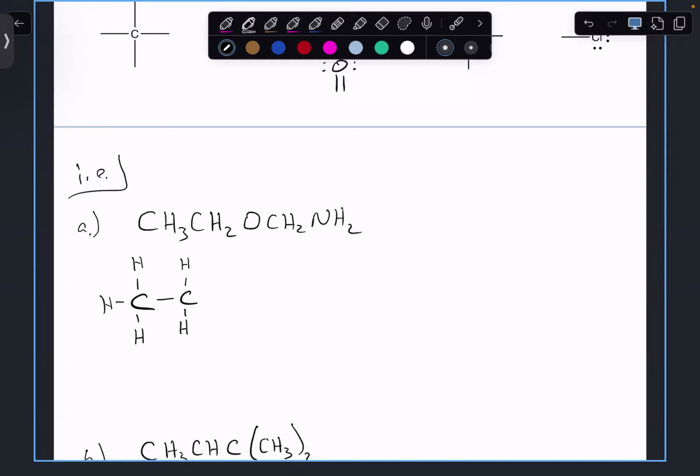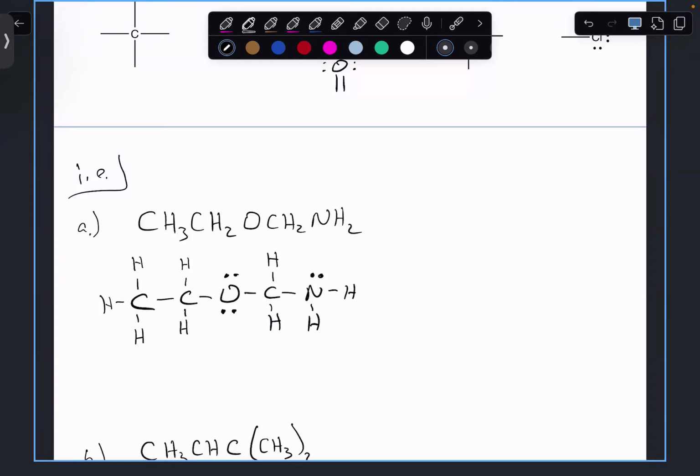Now we do have to consider lone pairs. How many lone pairs should oxygen have if it's neutral? Always 2. What about nitrogen? How many lone pairs does nitrogen have if it's neutral? 1. So that's kind of what I'm feeling right now.